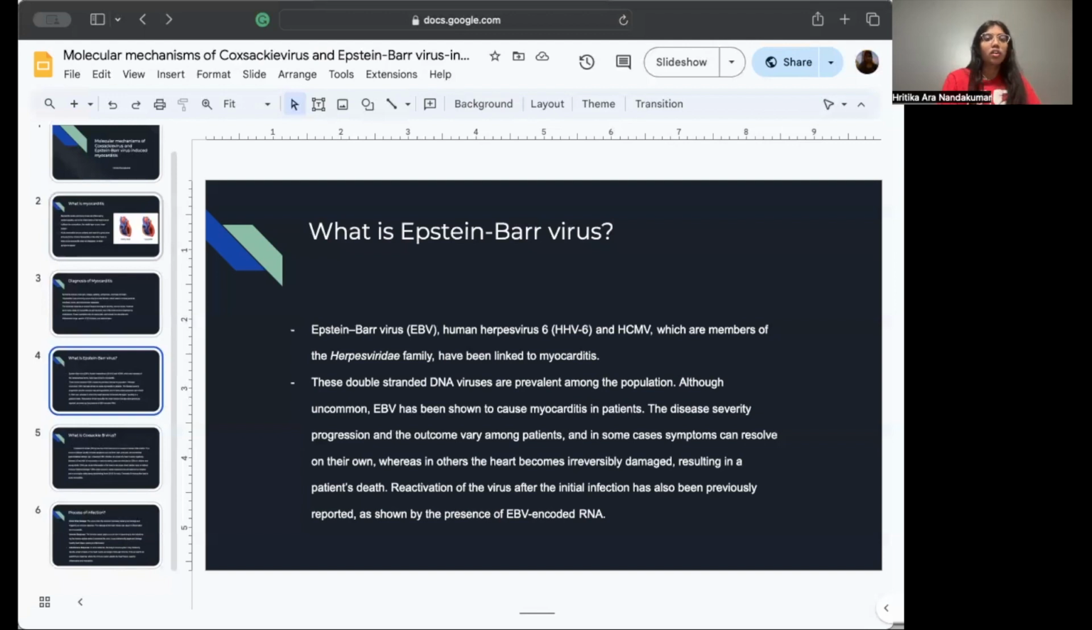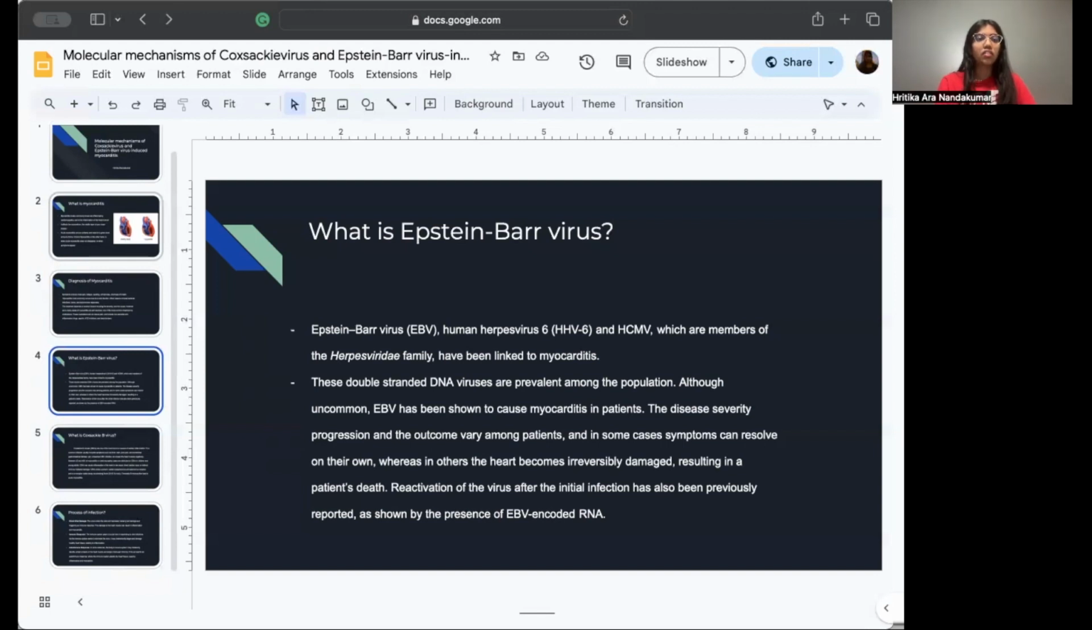Epstein-Barr virus, human herpes 6, and HCMV, which are members of the herpesvirus family, have been linked to myocarditis. These double-stranded DNA viruses are prevalent among the population. Although uncommon, EBV has been shown to cause myocarditis in patients.